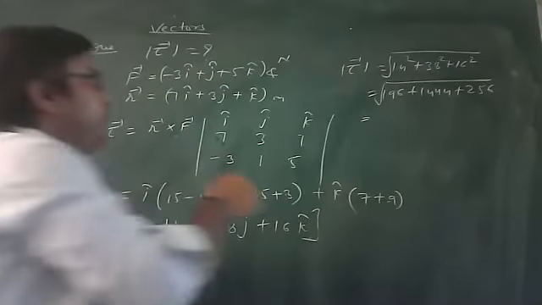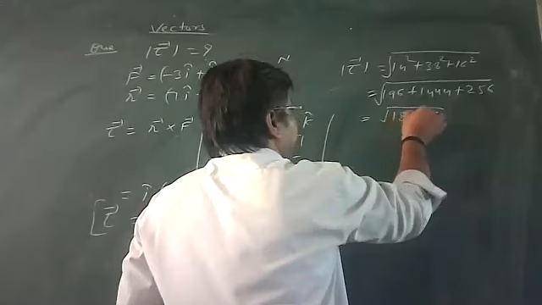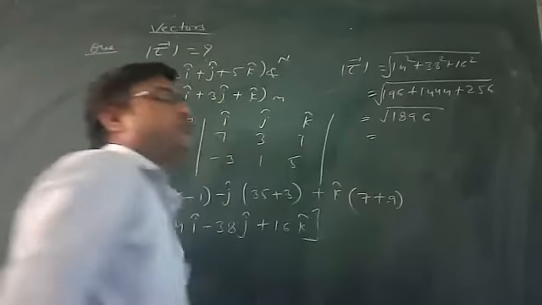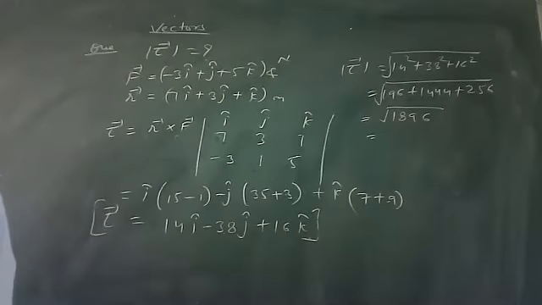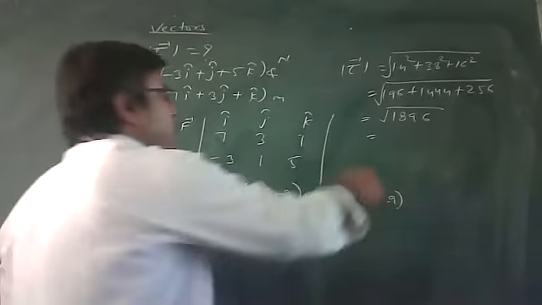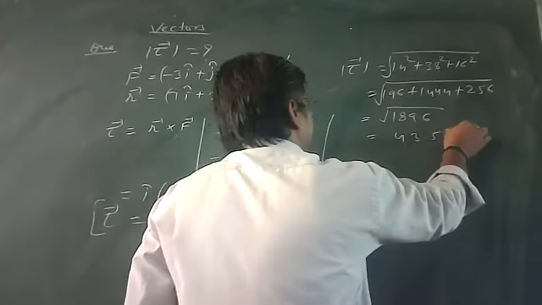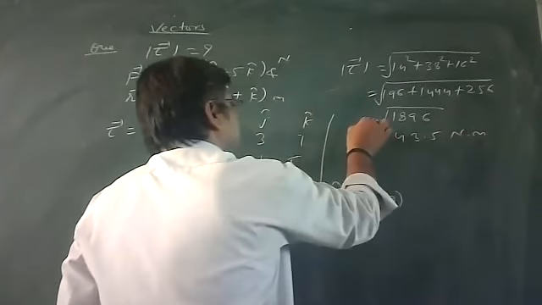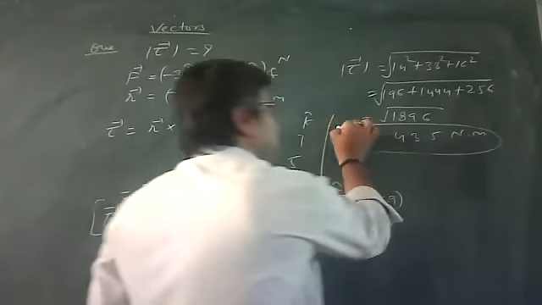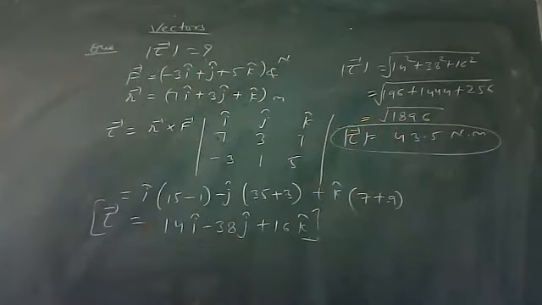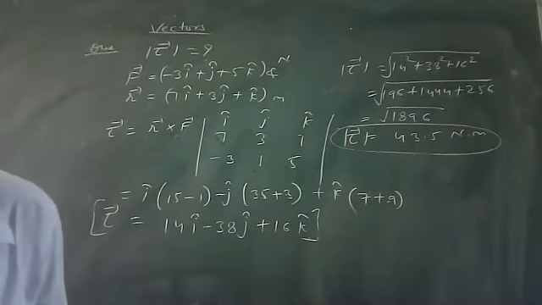If you add all of them, you get root 1896. If you resolve it, you will get about 43.5 Newton meter. That is the unit. It is the modulus of torque. The torque is 43.5 Newton meter. That is the correct answer.